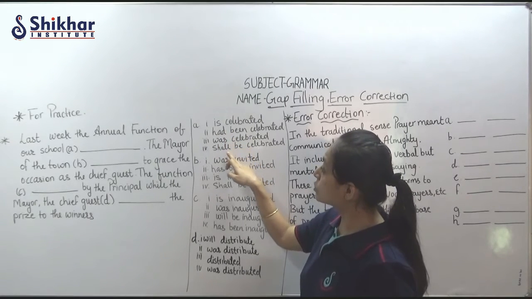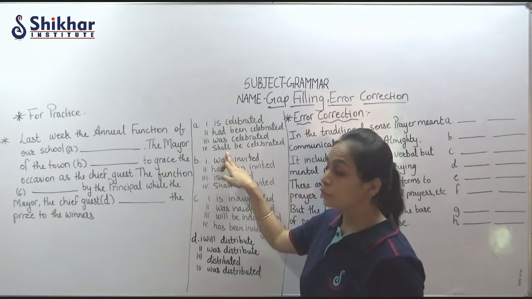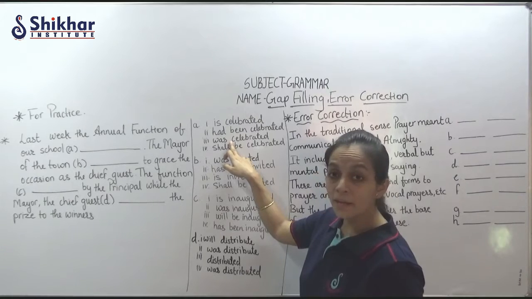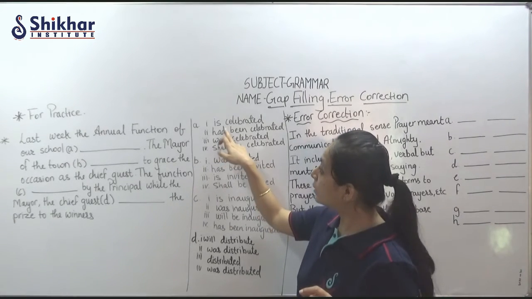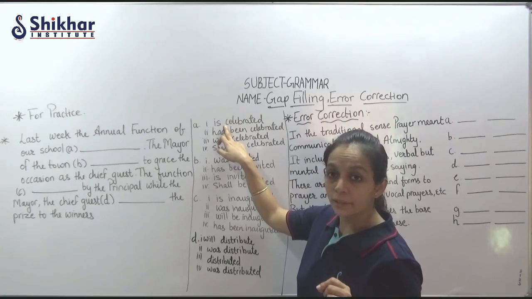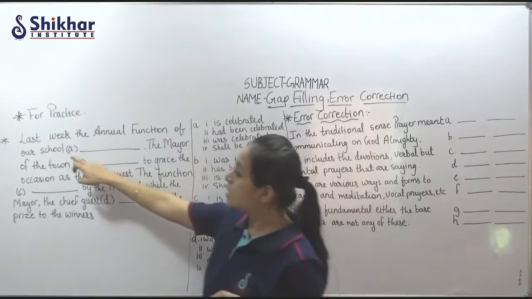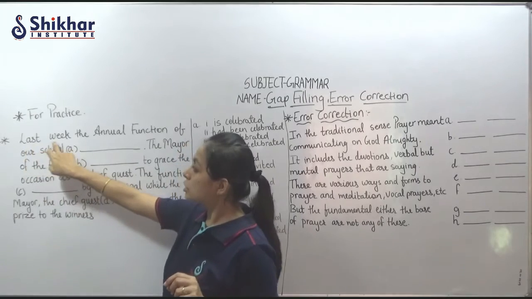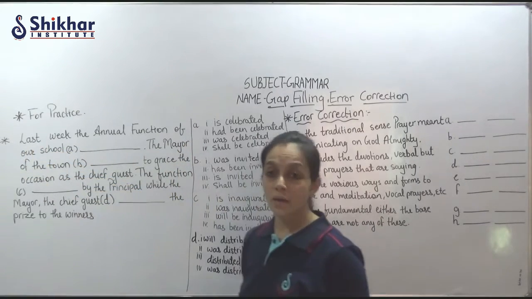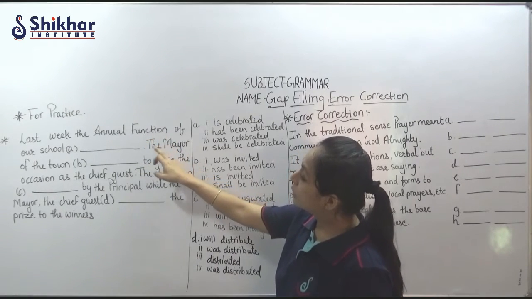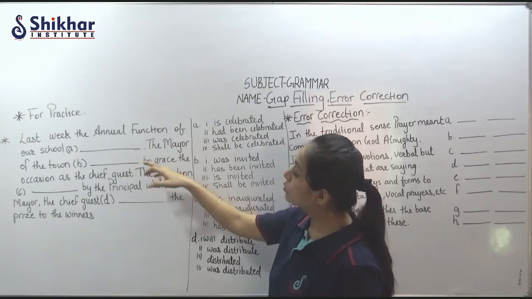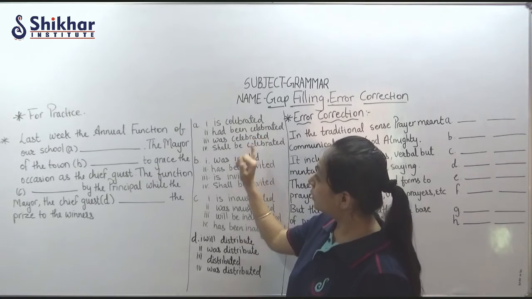Is, had, was or shall. Shall means future tense, past simple past tense, past perfect tense and present is celebrated. But here you can see "last week", so it is the indication that it is in the past. So we will not say "last week the annual function of our school had been celebrated."